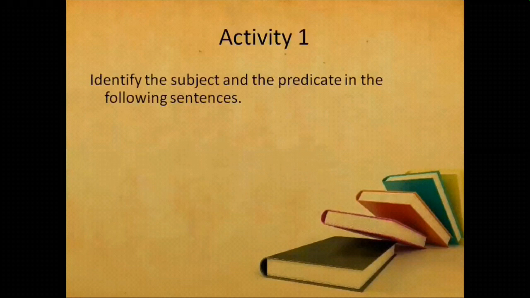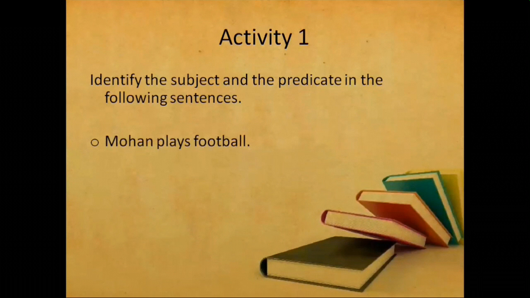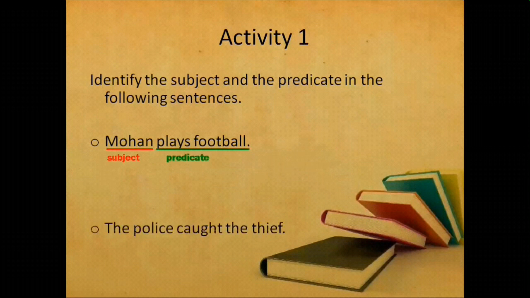Children, now let us do an activity. In this, you have to identify the subject and the predicate. Mohan plays football. Whom are we talking about? Mohan. So Mohan becomes subject and plays football becomes predicate. The police caught the thief. The police becomes subject. Caught the thief becomes predicate.